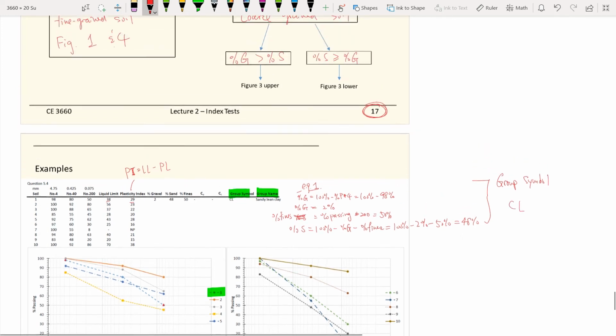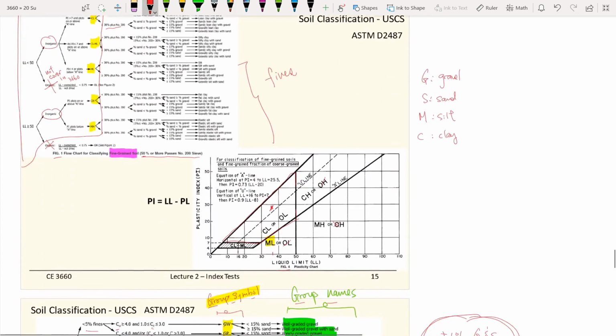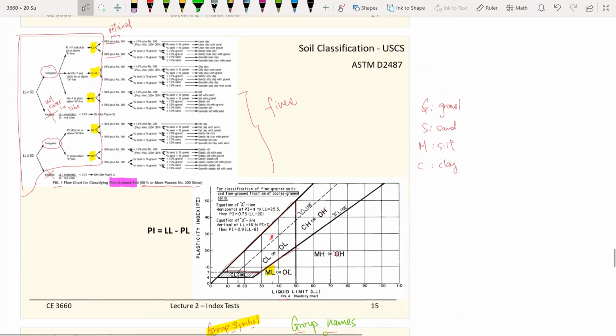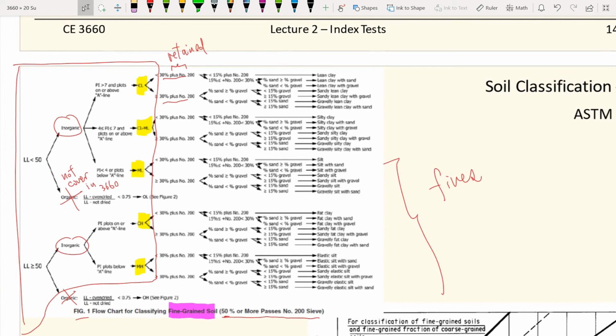Now we need to work on the group name. Once we know this is a CL, we go to this chart. First of all, we need to determine how much percentage is retained on number 200. So we have 50%, right?